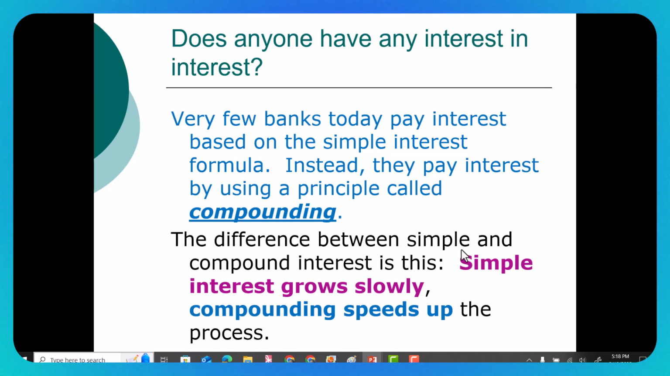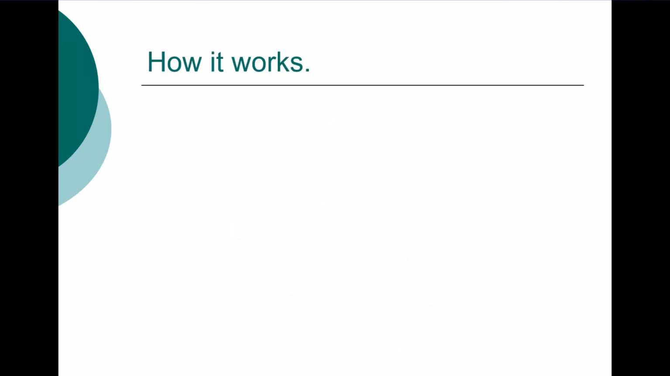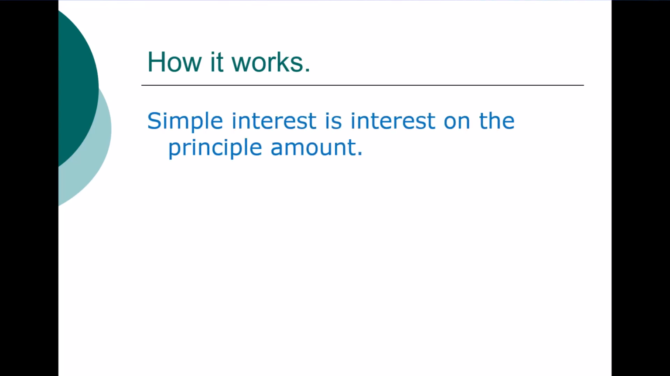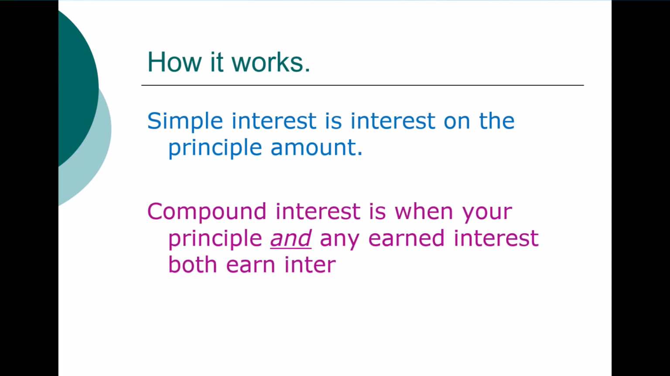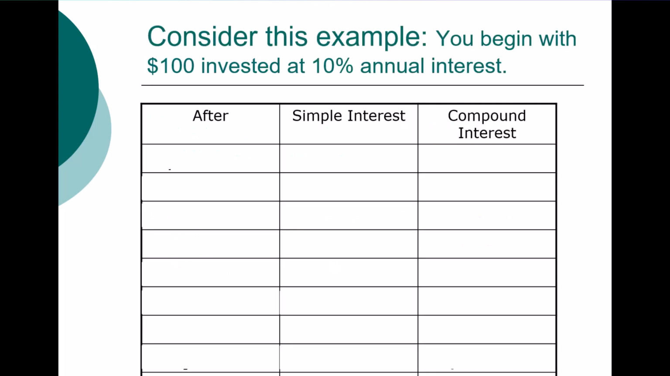The difference between simple and compound interest is this. Simple interest grows slowly. Compounding speeds things up. So here's how it works. Simple interest is interest on the principal amount. The principal amount is what you start with. Compound interest is when your principal and any earned interest both earn interest. So we're putting the interest on top of the principal amount every time we calculate that interest.